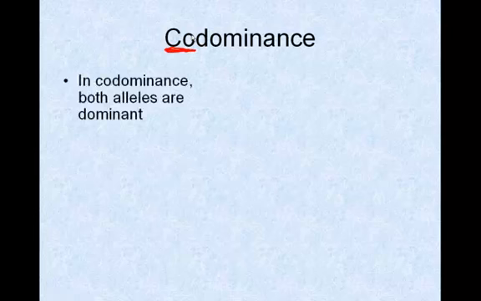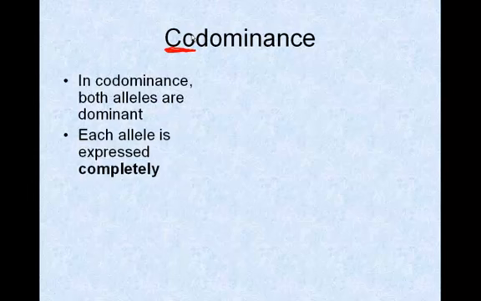Now, there's a second kind of inheritance that is similar to intermediate inheritance, but it has some differences. And this is called codominance. And if you think of the word co, it usually means something you're doing together, like Ms. Long is my co-teacher, we teach together. So in codominance, both of the alleles are considered to be dominant. They're both going to show.